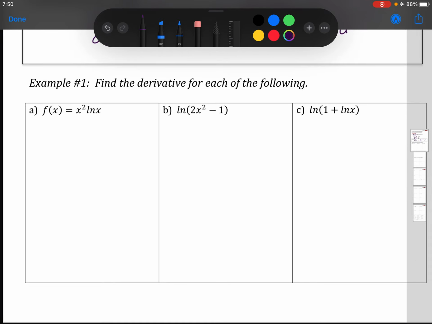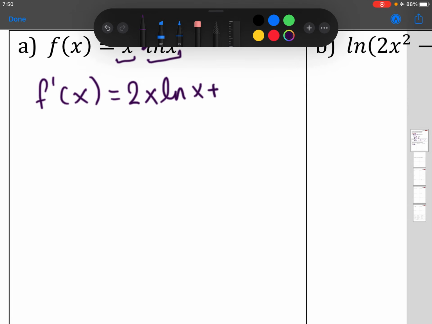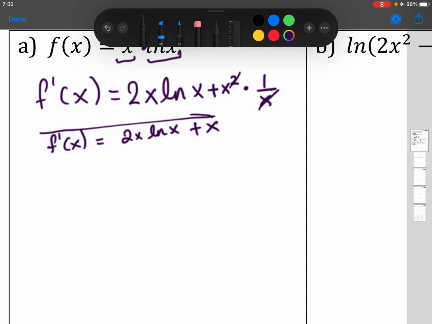Let's start with the first example. Here it says find the derivative of each of the following. So f prime of x would be, we're doing the what? Product rule here. You see two functions, so it's going to be the derivative of the first one times ln of x, plus, let me zoom in, x squared times 1 over x. Simplify this, I get f prime of x equals 2x ln of x plus x. One of the x's cancels out. So that's your final answer.